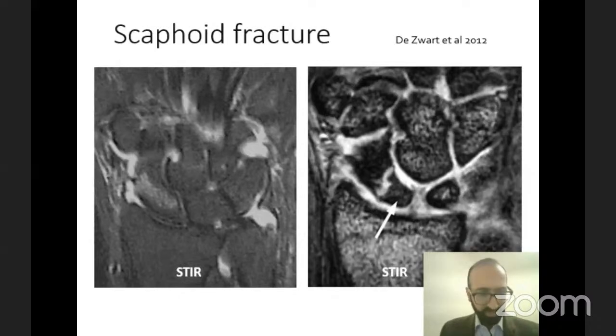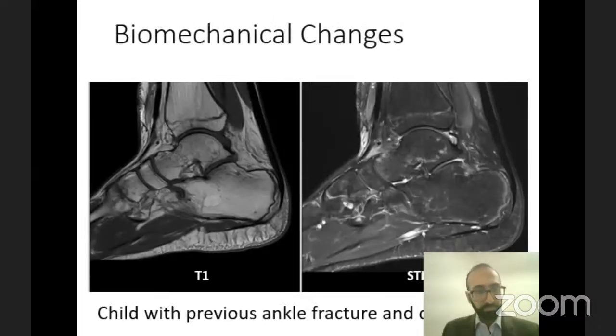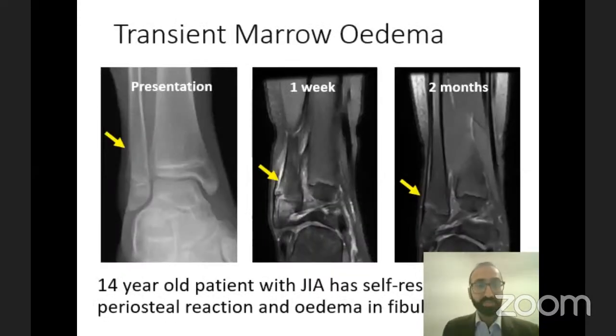I'm not going to talk about fractures and stress injuries. I think I'll skip this because of time, because this is very similar to adults. Again, biomechanical changes is something that's also quite similar to adults. These patchy areas of high signal on STIR imaging can be reproduced in trial patients if you put an insole in them. So we know altered walking and weight bearing can cause patchy areas of high marrow signal. I'm going to skip osteonecrosis as well, and this is really what I want to talk about, transient marrow edema.